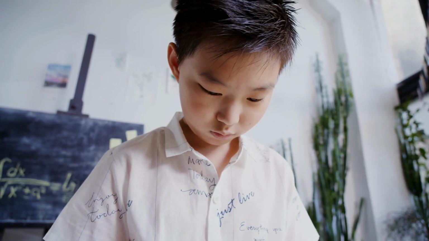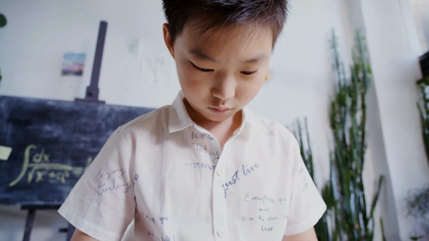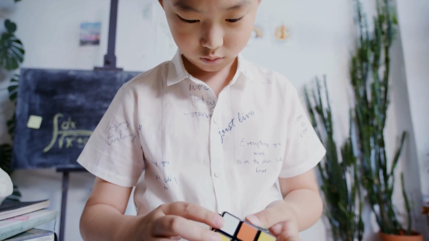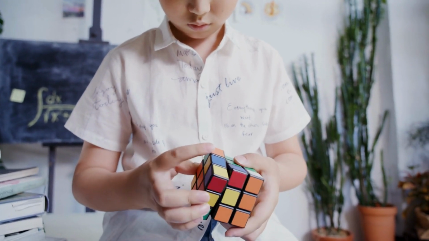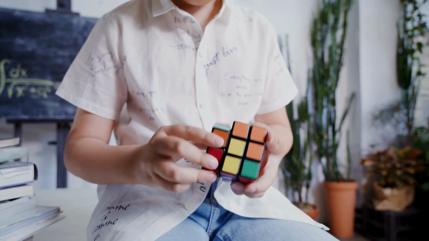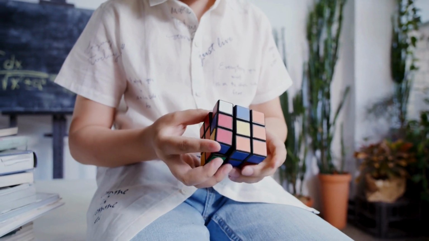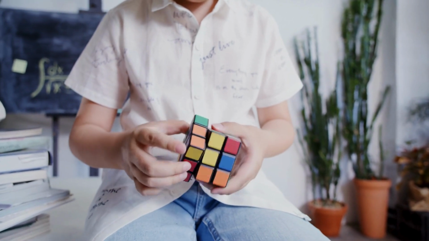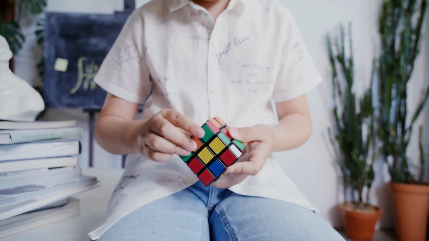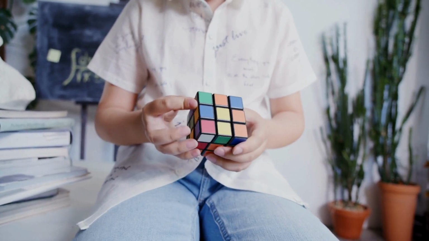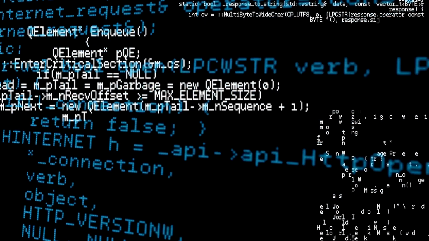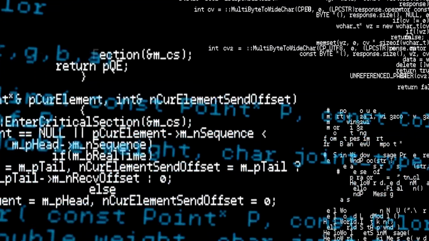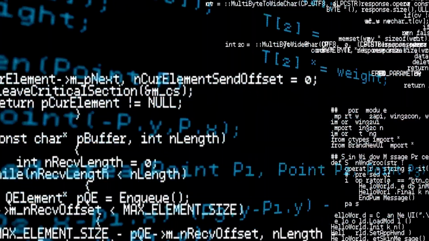To solve it, we use algorithms. An algorithm is just a set of steps to follow to solve a problem. In cubing, we learn specific sequences of moves to get the pieces where we want them to go. It's like a secret code that unlocks the cube's solution. This is the same kind of thinking that computer programmers use to write code. So yeah, your kids are basically becoming mini coders.